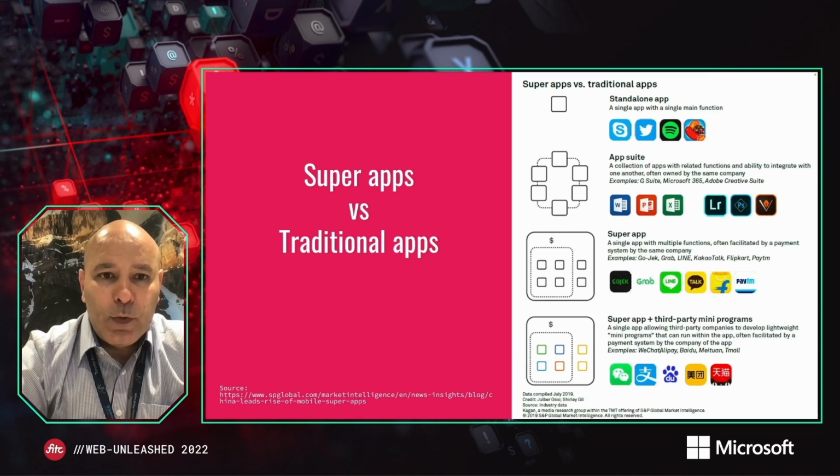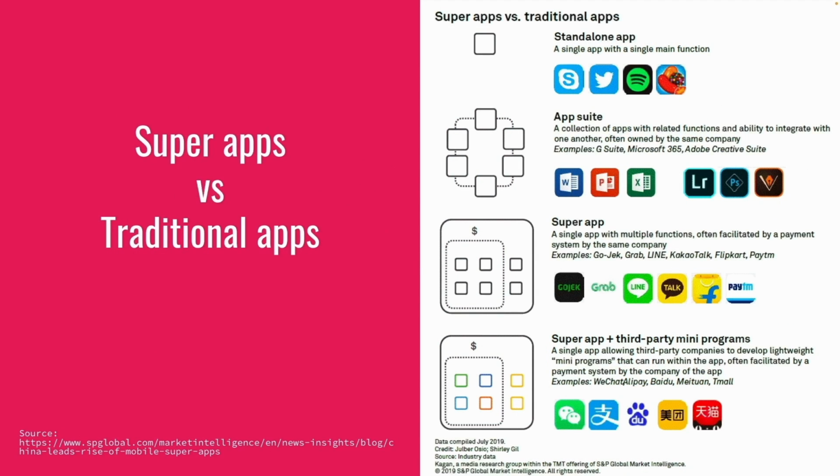Let's review the current mobile app landscape by comparing super apps versus traditional standalone apps. The first category of mobile apps is standalone apps, and this is what most people are familiar with. They are downloaded from the Apple App Store or Google Play Store and primarily focus around a single purpose, like messaging, calling, or streaming.